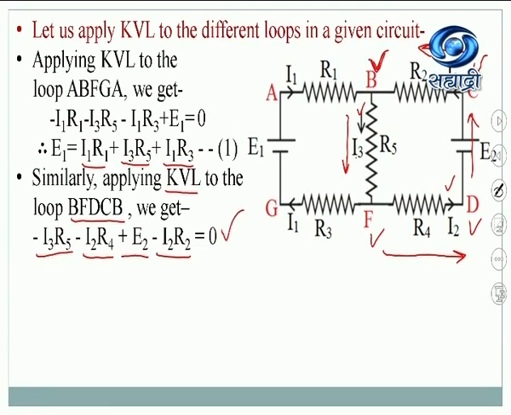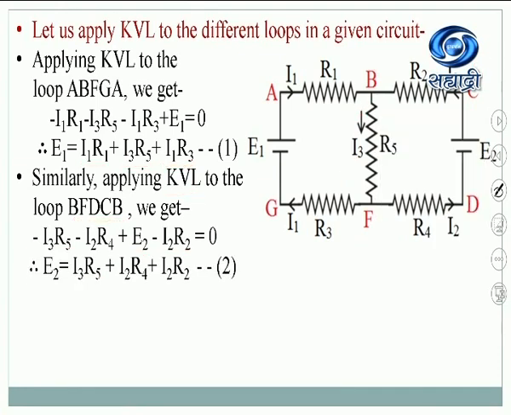Same as before, we can write this as E2 equal to I3 R5 plus I2 R4 plus I2 R2. So this is equation number 2. So we got the two equations, equation 1 and equation 2, for these two loops.